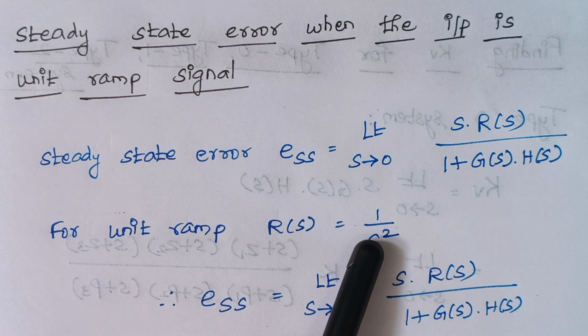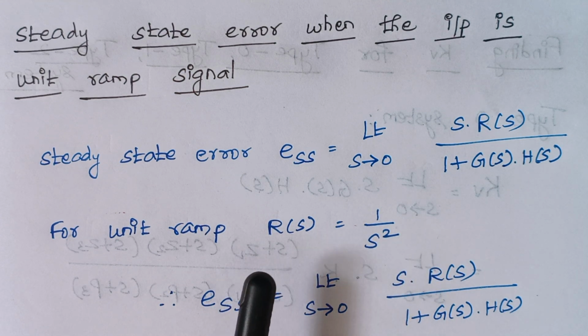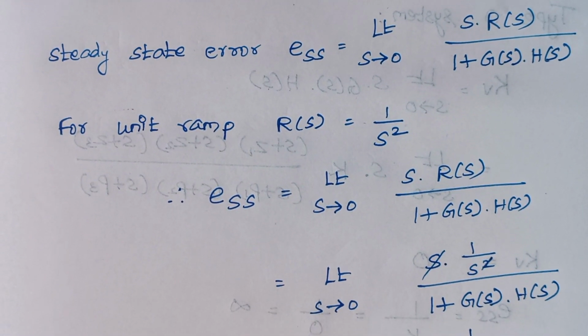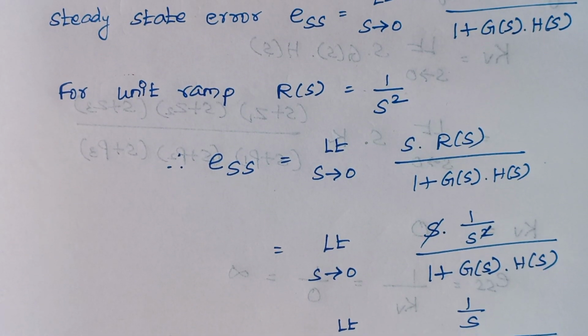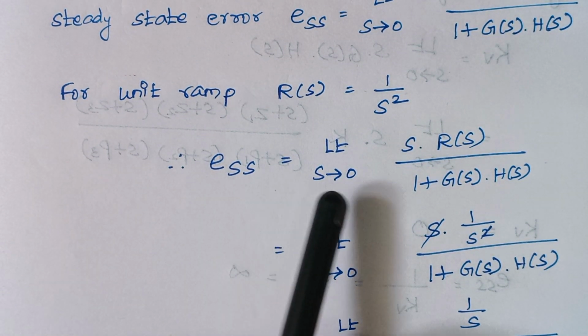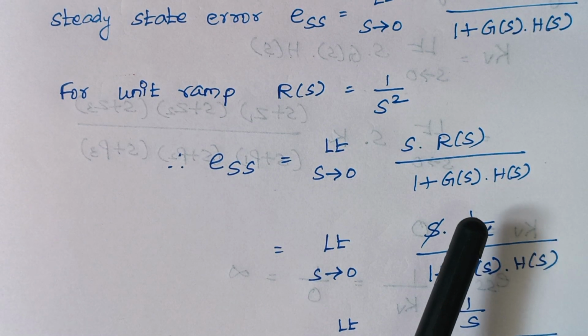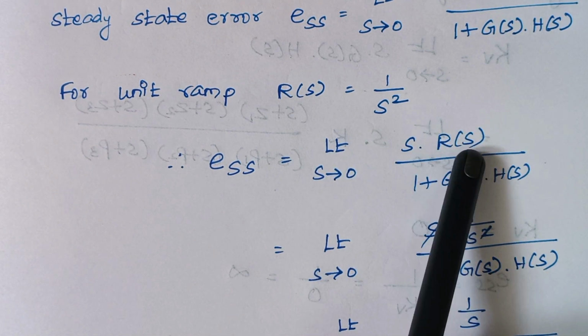So what is the value of unit step? For unit step, the value of R of s is 1 by s, right? The next step is we are going to substitute the value of R of s in the ESS formula. So here ESS is nothing but this is your formula we had already seen. Now the next step, we are going to substitute the value of R of s here.